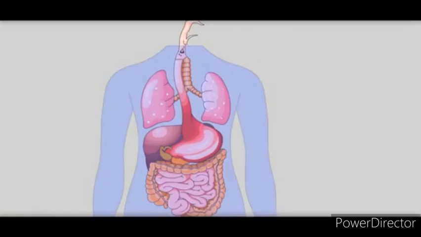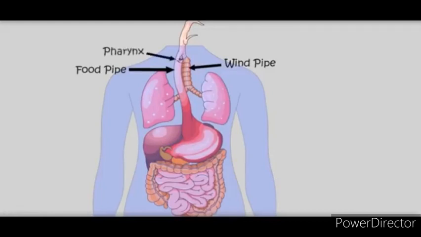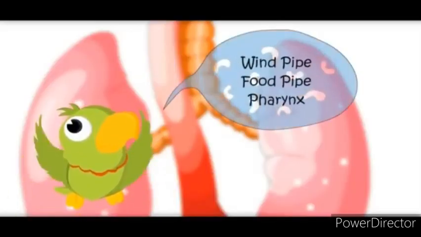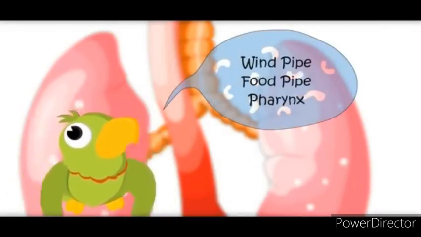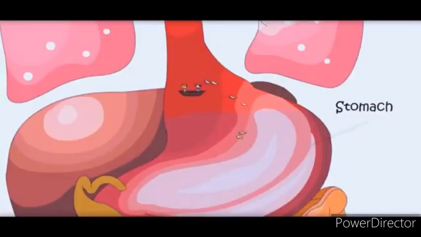Which way to go now? Now there are two ways. One goes to the food pipe and the other goes to the windpipe. We are going to the food pipe. There is a valve called the pharynx. This food pipe is also called the esophagus. Windpipe, food pipe, pharynx. Oh, now we are entering the stomach.